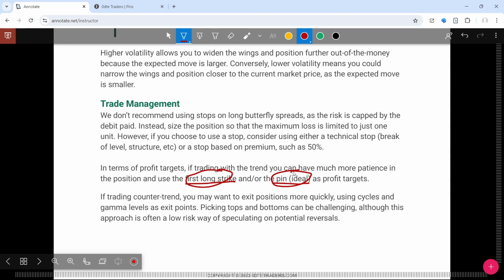Now, if you're trading counter trend, you may want to exit positions a little bit more quickly. And you can use the cycles, you can use the other gamma levels as potential exit points. So essentially utilizing the setups. Picking tops and bottoms is a very tough game to play. And I always recommend to be a little bit more defensive in your approach when playing counter trend, regardless of the option strategy. Although this approach is a very low risk way to speculate on those potential reversals.